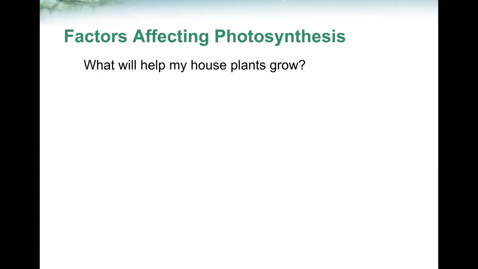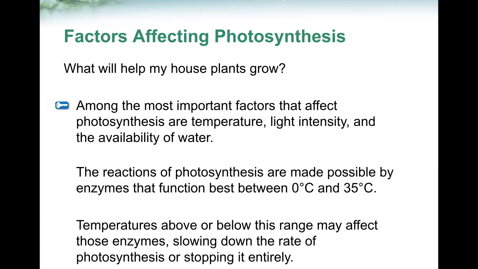So, what will help my house plants grow? Among the most important factors that affect photosynthesis are temperature, light intensity, and availability of water. The reactions of photosynthesis are made possible by enzymes that function best between 0 degrees Celsius and 35 degrees Celsius. Temperatures above or below this range may affect those enzymes, slowing down the rate of photosynthesis or stopping it entirely.